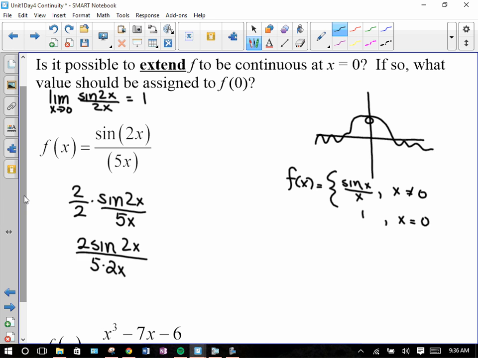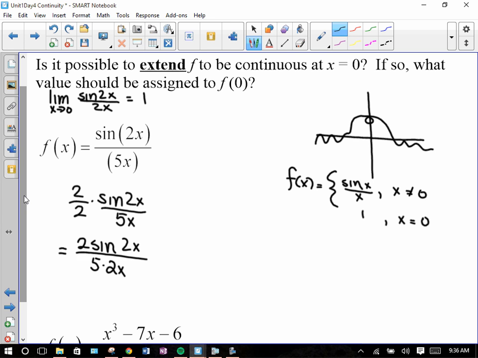Yeah, Joe? Why is that 2x? Why is this 2x? Because 2 times 5 is the same as 5 times 2. So I just switched the order.